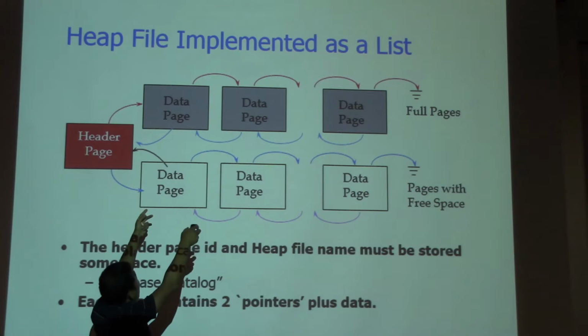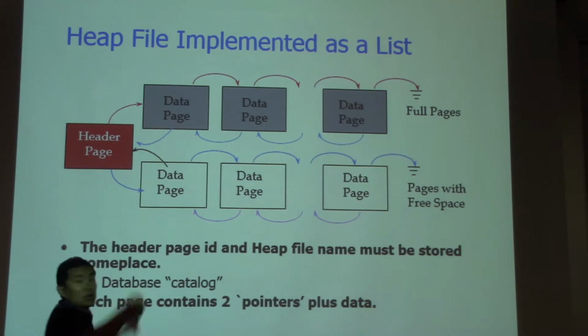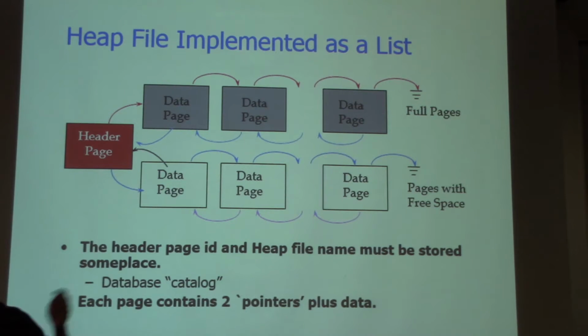The top list is the pages that are completely full. There's no more space for any new record. The bottom list is the list of data pages that have some space for accommodating additional records. So that's alternative number one.